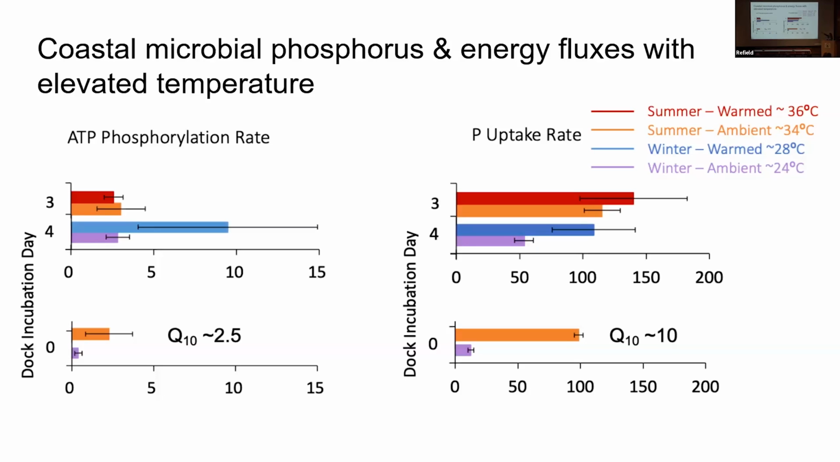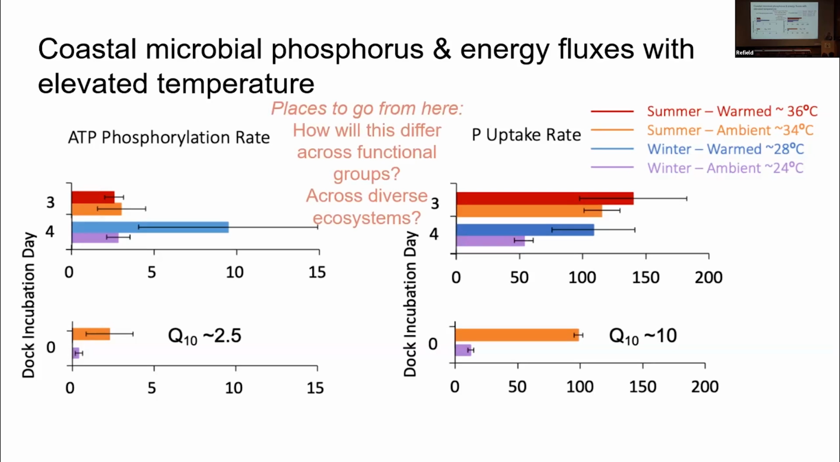So you can see when we looked in our different conditions for phosphorus uptake rate, we got this lovely kind of increase with temperature. And when we looked at the ATP rates, it really indicates, for one, we had a lot of changes in our bottles over time. And for two, what we saw in the summer was very different than what we saw in the winter. So this kind of points to the need for a lot more measurements and seeing how things differ when you dig into individual functional groups and diverse ecosystems. So thank you so much.